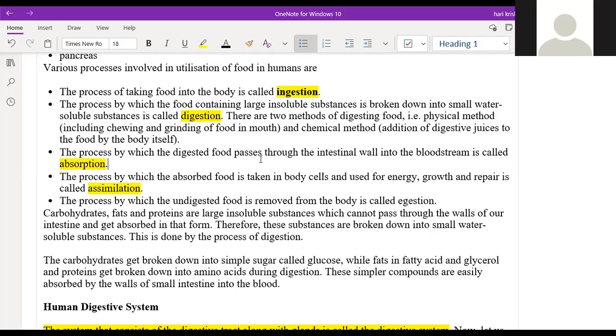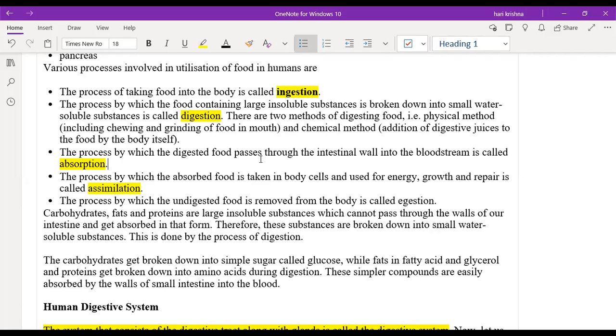So this is the process in which the digested food is absorbed into the body with the help of the villi-like structure, which is called absorption, which happens only in the small intestine. And the next one is assimilation. After the absorption of the food by the villi, it will be sent into the different cells present in the different parts of the body, which will help in the growth and repair of the cells. That is called assimilation.